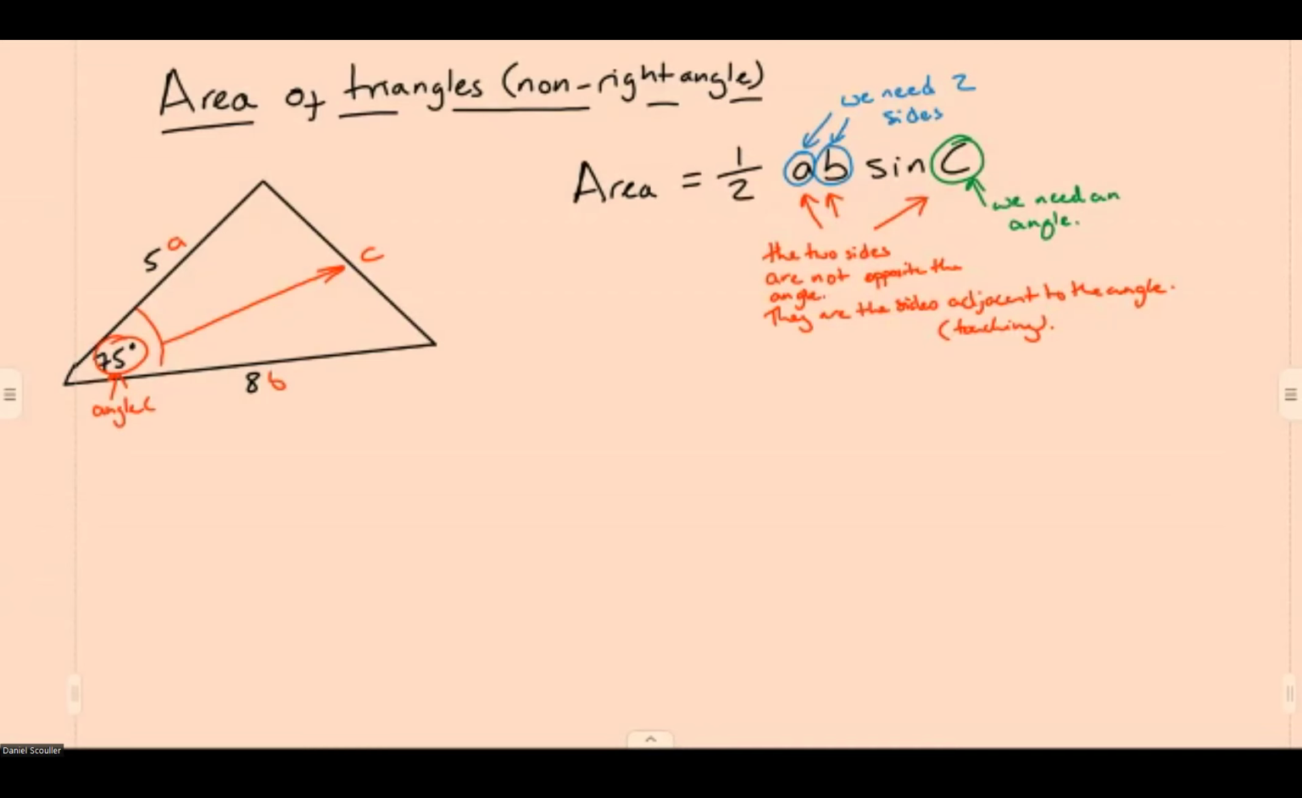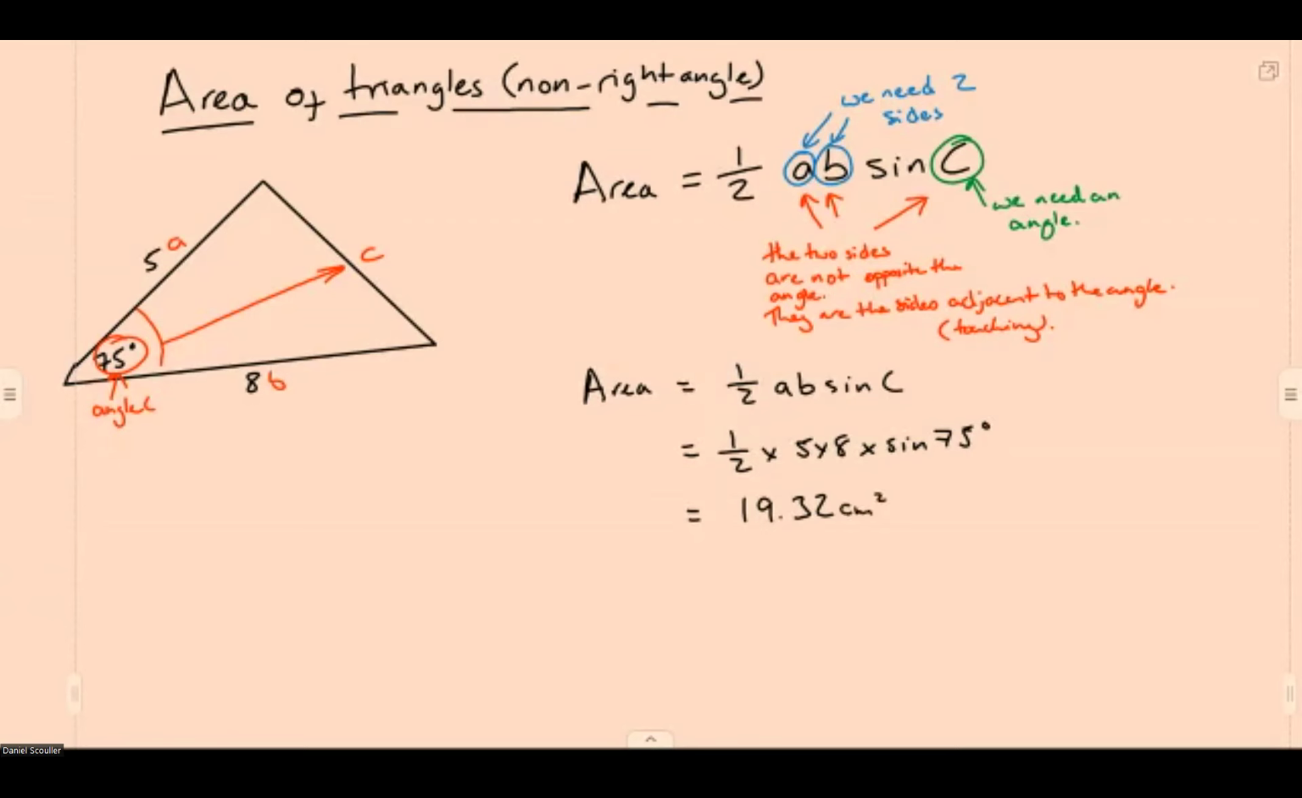So again, don't link this back to any other triangle. What you have to realise is the sides a and b cannot be the sides opposite the angle that we're using. So the area is half ab sine C, half times 5 times a times sine 75 degrees. Putting that in your calculator. All right, 19.32. What's that in centimeters?